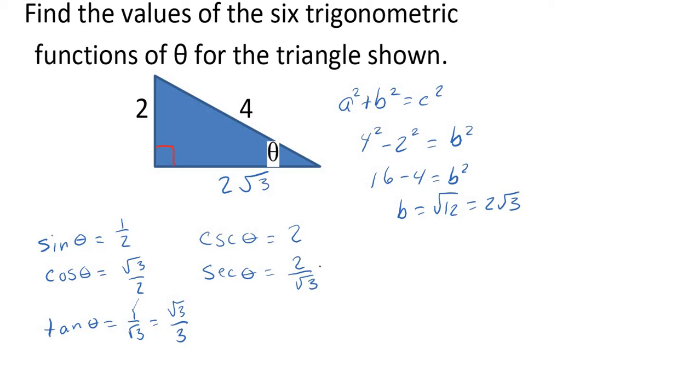And again, I'm perfectly content with that. Or if you multiply by root 3 over root 3, you would get 2 root 3 over 3. I'm fine with either one. And then cotangent theta, just the reciprocal of this guy, and that would be square root of 3. Okay, so there are our 6 trig functions, Pythagorean theorem, and then we use SOHCAHTOA to guide us.